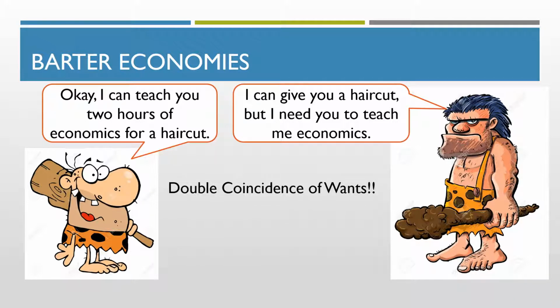Well, in this case, we call this exchange a double coincidence of wants. It only happens coincidentally that you bump into the guy or the merchants that can provide you the service or the goods that you really want to exchange. So it's very difficult to get something that you actually want.